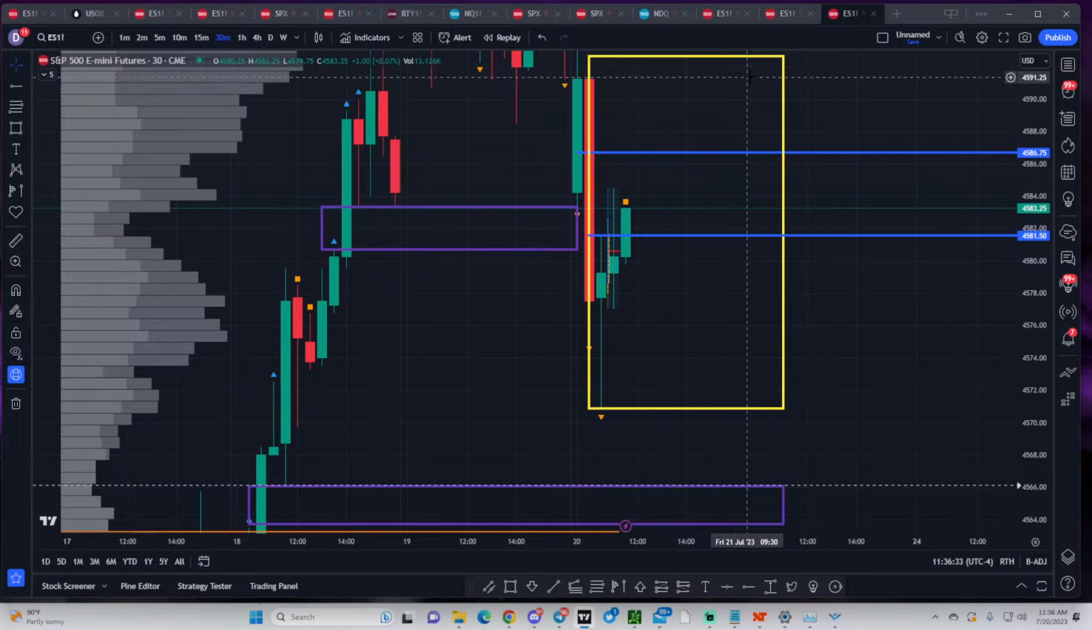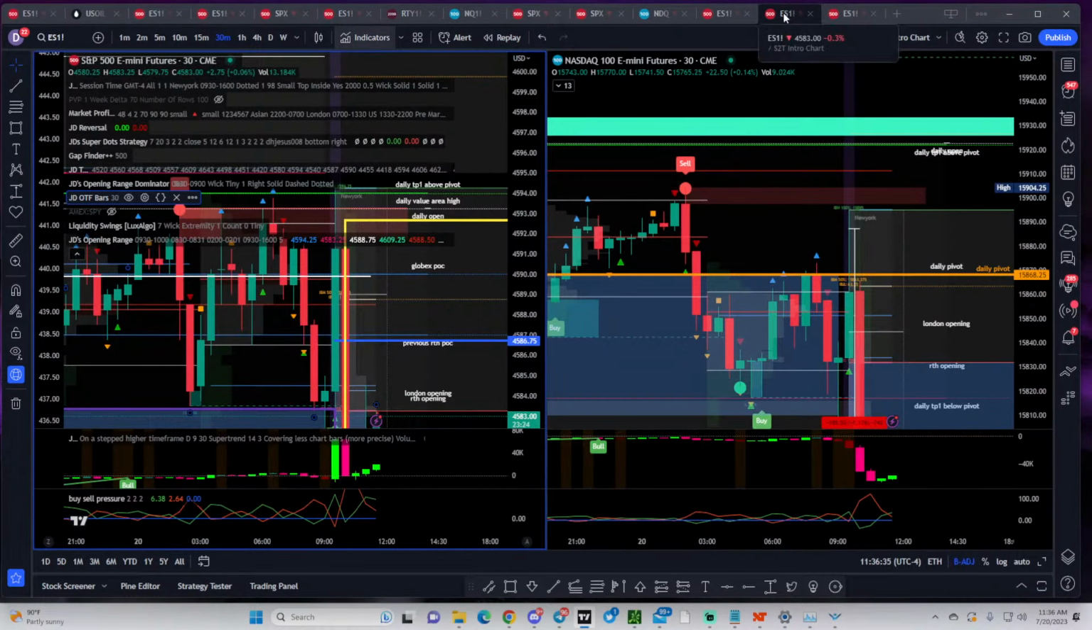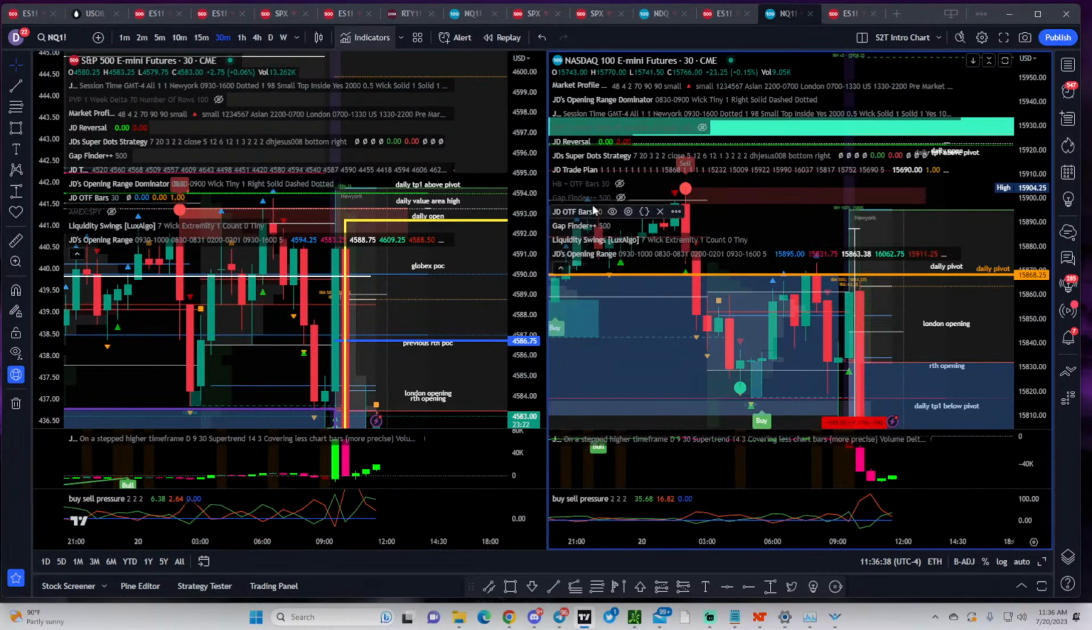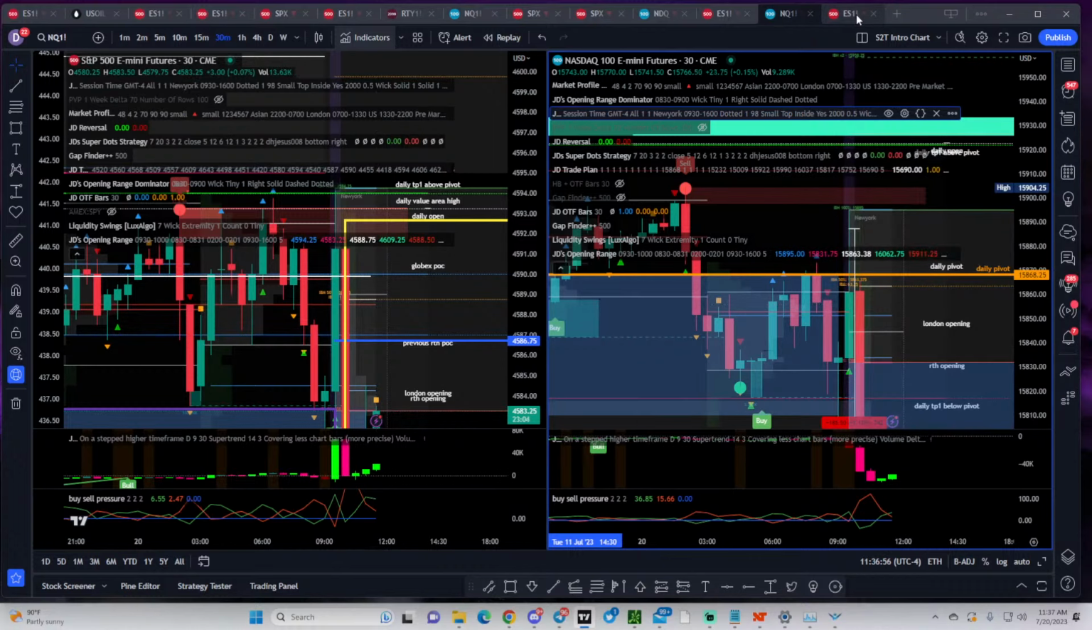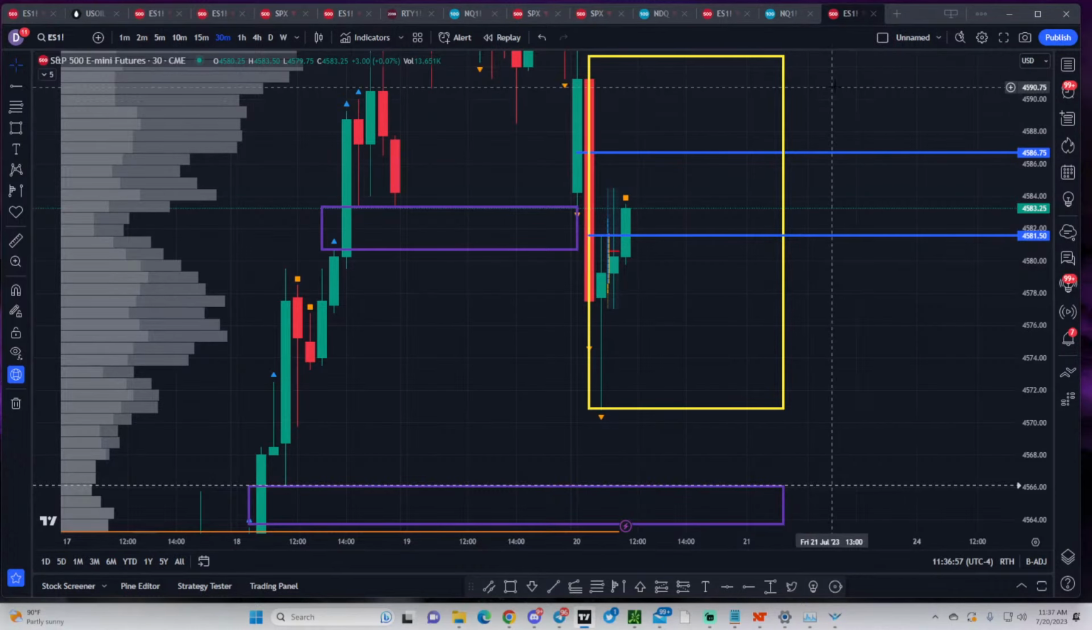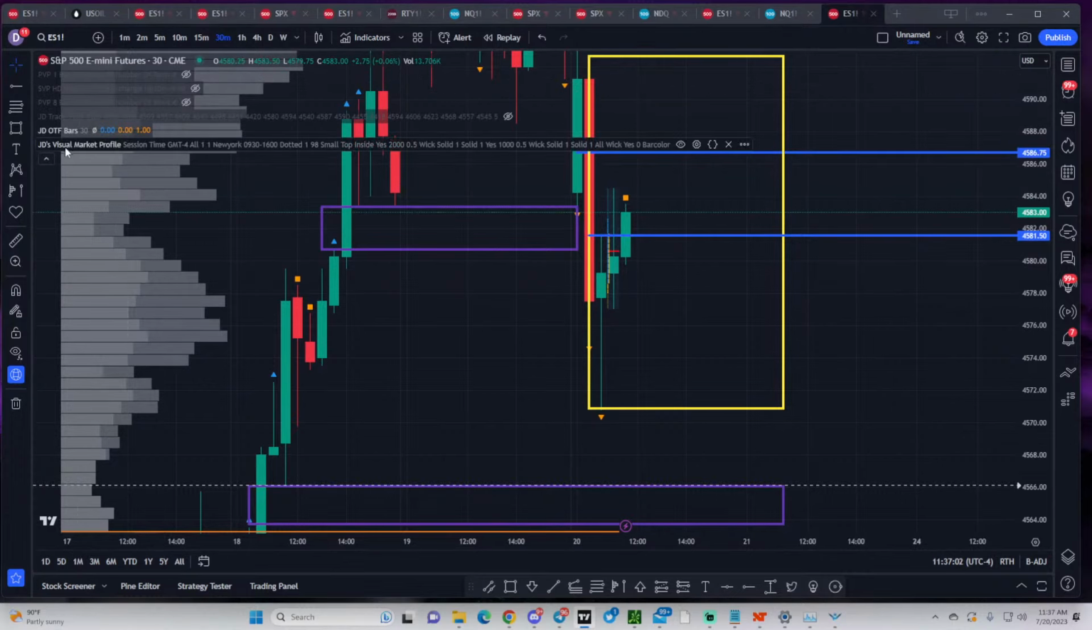But before I continue, I'm going to share this indicator with you, which I created, and it's called the market opening range. This one here. I will share this with you so you don't have to worry about it for now. This indicator is called JD's visual market profile.